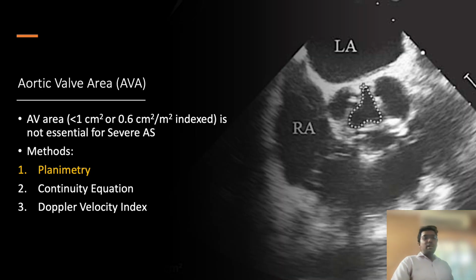Aortic valve area less than 1 centimeter square, or 0.6 centimeter square per meter square indexed, is not essential to grade severe AS. Rather, maximum velocity or mean pressure gradient is more important.